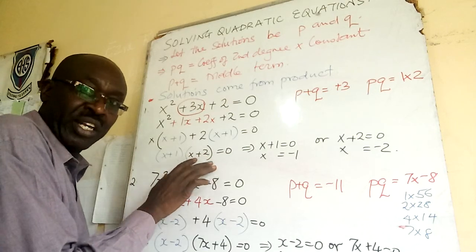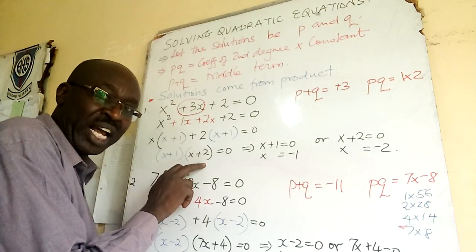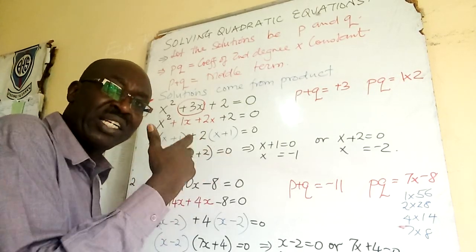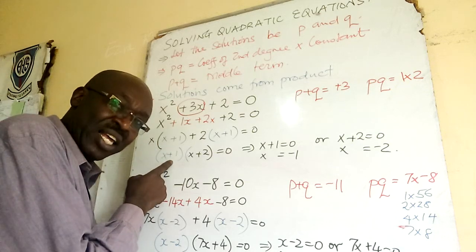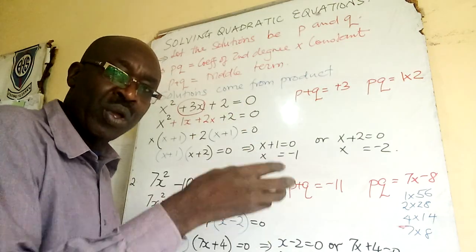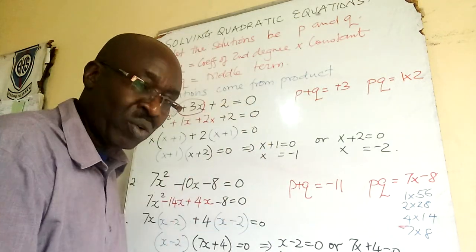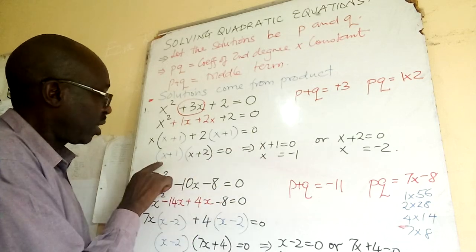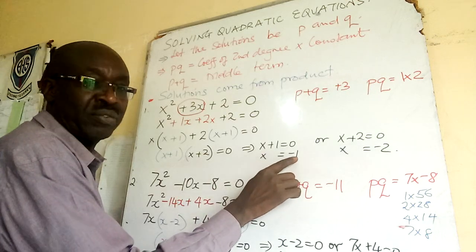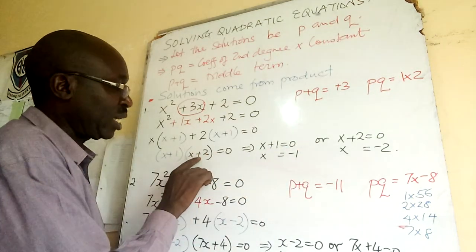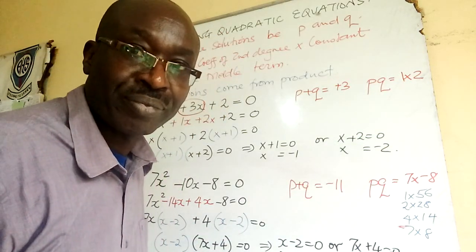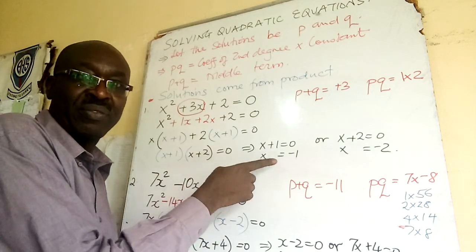So what does this mean? If two figures are multiplied, k times l, for example, k times l is equal to 0, then it basically means either k is 0 or l is 0. For you to get a product of 0, one of those factors must be 0. That's why I tell you either x plus 1 is 0, meaning that x is equal to negative 1. Or it can be x plus 2 is equal to 0, where x will be equal to negative 2. Okay? That, very important.